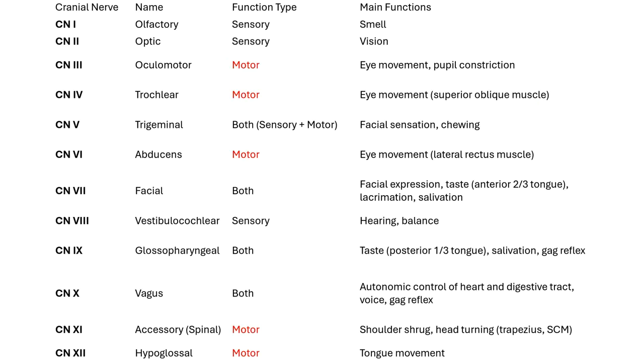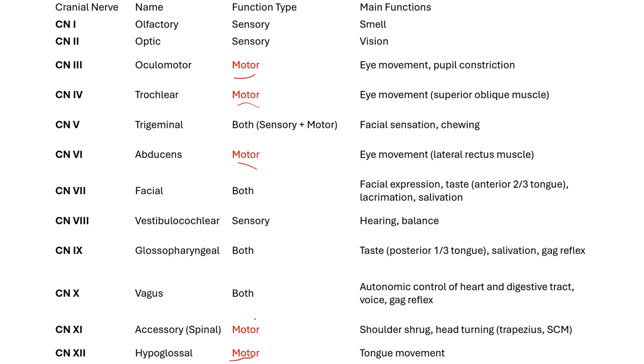Here is a quick table highlighting the basic functions of these cranial nerves. I will not go over this in detail, but I do want to bring your attention to cranial nerve 3, cranial nerve 4, cranial nerve 6, and cranial nerve 12. The ones highlighted in red here are all motor nuclei. All the ones that are primarily motor are found in the medial aspect of the brainstem.